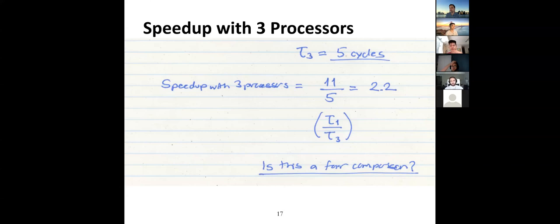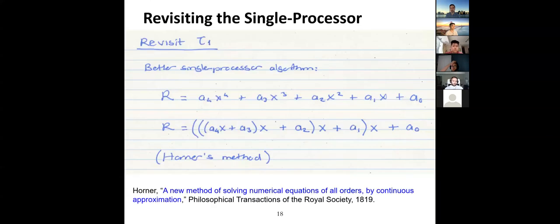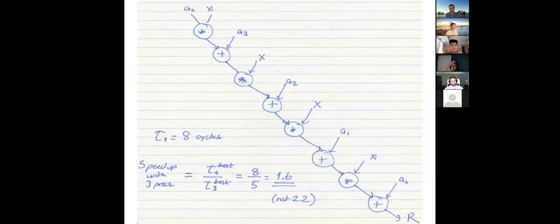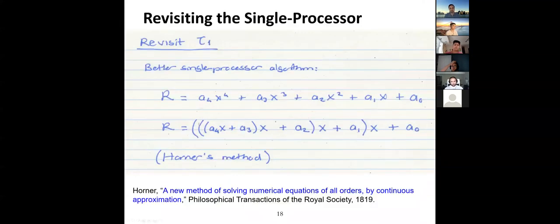But here we're showing something different, which Mustafa already touched upon, which is that I didn't use the most optimal algorithm for a single processor, right? Because of that, it's not a fair comparison. If you actually use Horner's method, then applying that, you will get 8 cycles, not 11. I understand not everyone knows Horner's method or remembers it from, say, high school. Essentially, you take the existing equation and just rewrite it in this form, so you never explicitly compute powers. You do this.